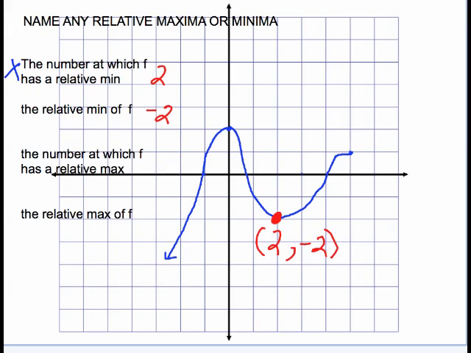We're looking for now the number at which f has a relative maximum. Is there any place around here where we've kind of reached a peak? Yeah, actually there's 2 relative maxes, because for this neighborhood, that's the highest, and for this neighborhood, that's the highest. So we're going to have to name 2 of them. That's the ordered pair 0, 2. So the number at which f has a relative maximum is 0, and the relative max is 2. The other one is the point 5, 1. So this one is 5, and its value is 1.